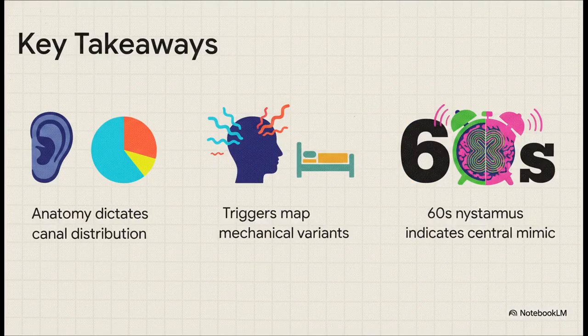So let's summarize our key takeaways from Part 1. Really, anatomy is destiny here. The distribution is roughly 85% posterior, 10% horizontal, and 1 to 2% anterior. Carefully logging symptom triggers is going to reliably separate those mechanical variants for you before you even start testing. And crucially, applying that 60-second rule with vertical or direction-changing nystagmus is what protects your patient from unrecognized central mimics.